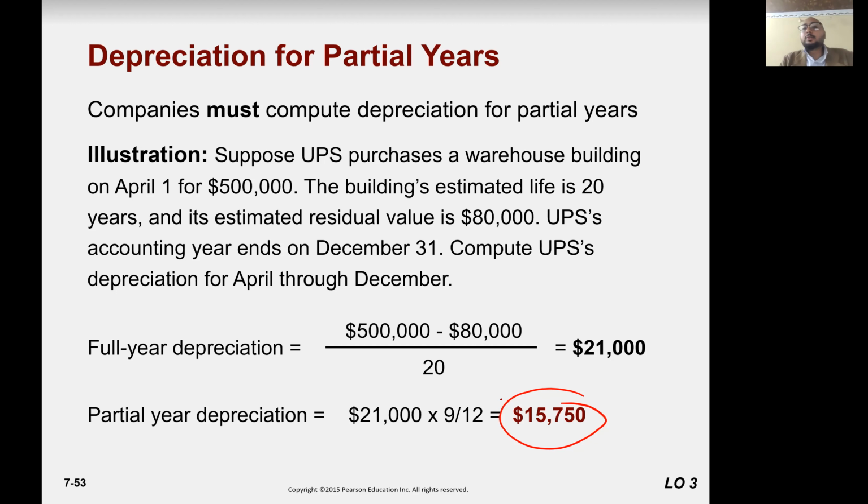Right, guys? So always remember that when you divide by the number of years of life, this will give you the per year amount. So read the question, how many months of depreciation you need to record. Then just divide by 12 and multiply by 9, or 9 by 12. That's up to you. All right.